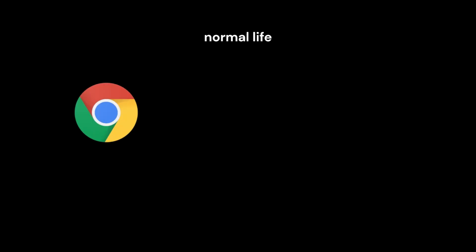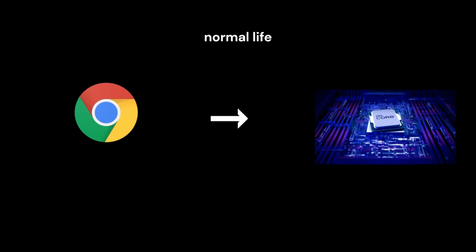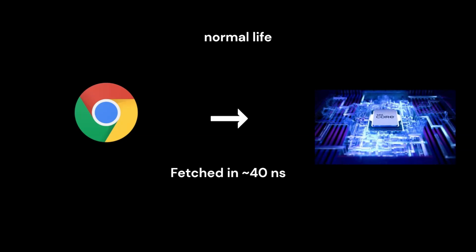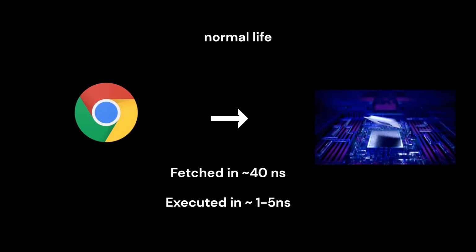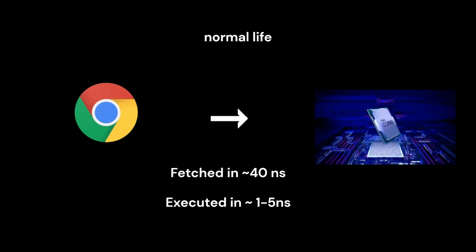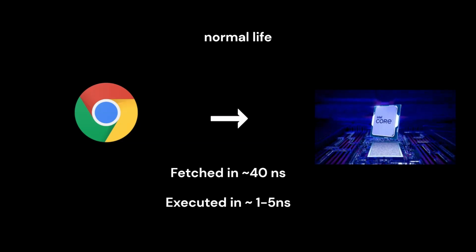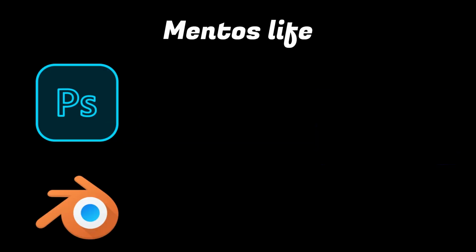Here is normal life. You open any app and the first line of code gets fetched to the CPU, which takes 40 nanoseconds approximately. Then it gets executed in 1 to 5 nanoseconds, and the cycle goes on and on. And here is Mentos life. You open Photoshop and Blender simultaneously with 1000 plugins. And now things are different.